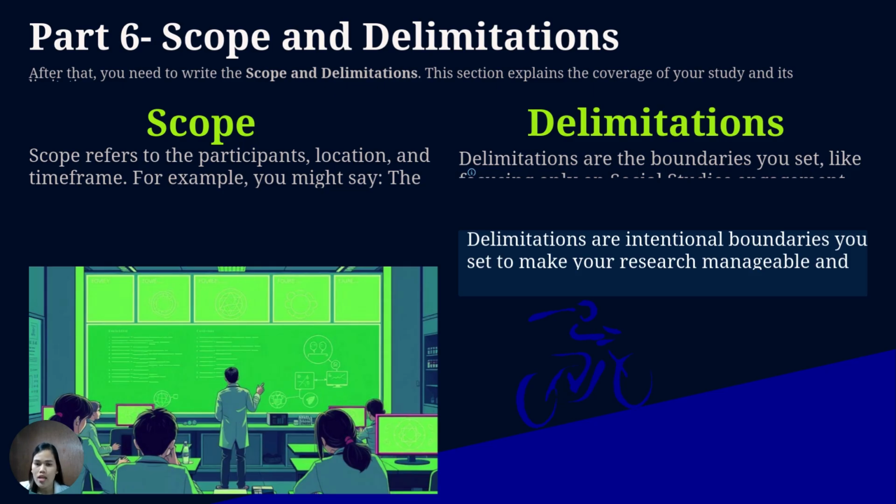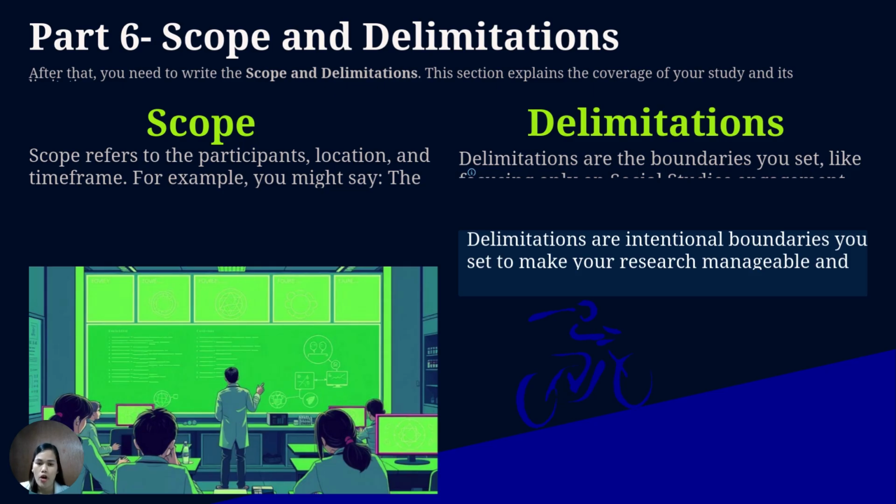For example, you might say that the study covers 100 senior high school students from Grade 11 and Grade 12 at XYZ school during the school year 2025 to 2026. Delimitations are the boundaries you set, like focusing only on social studies engagement and not on other subjects.